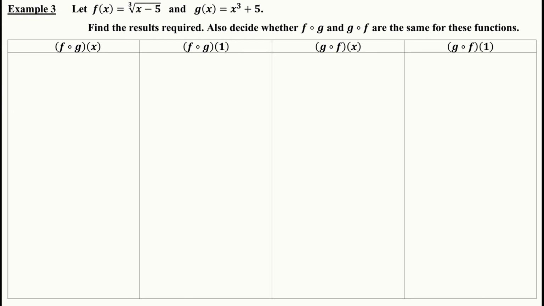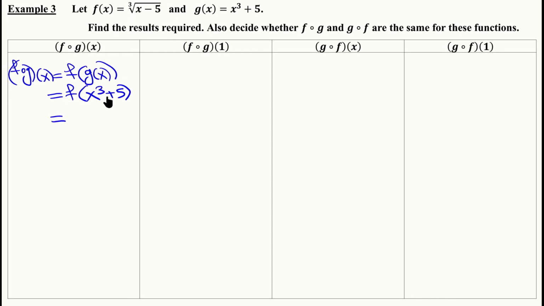All right, so let's see what f circle g of x is going to end up being. So we have f circle g of x. We know that's going to be f of g of x. I do hope that you tried it on your own first before you rejoined me. All right, so that means f of what? Well, g of x. What is g of x? It's x cubed plus 5. So that means f of x cubed plus 5.